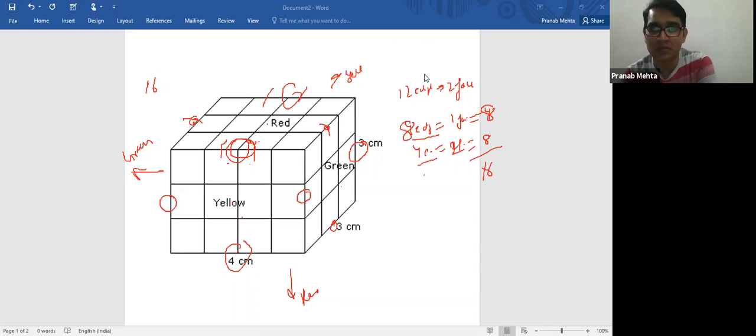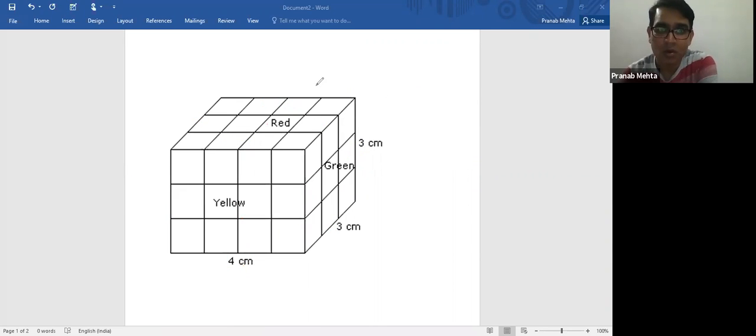I'll repeat it once again. Look here. Let us first go with the edges that have two cubes painted. This is one edge.